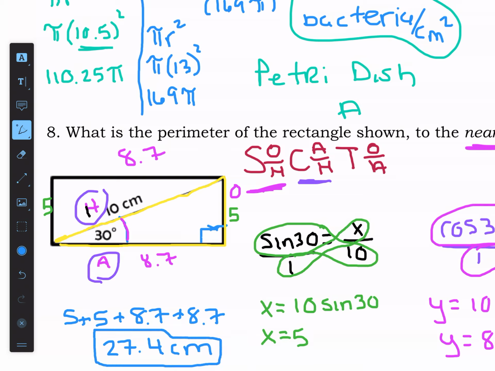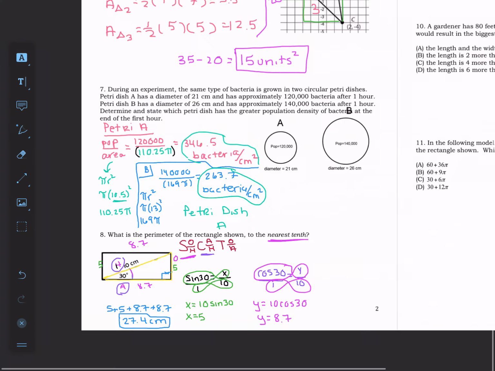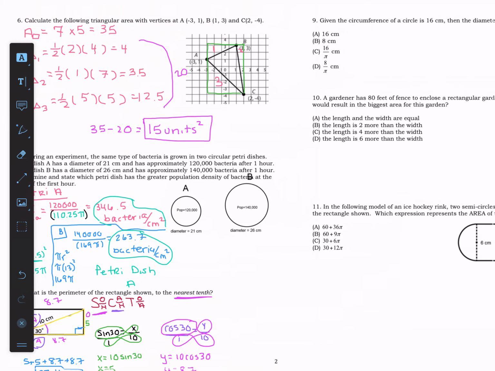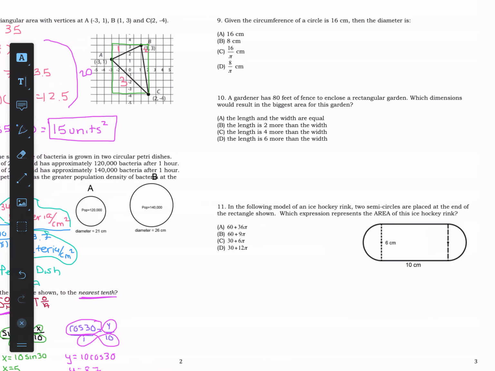Area would be centimeters squared. And then eventually when we get to volume later this week, that's when it'll be centimeter, whatever unit you have, cubed. Okay? All right. Okay, you're doing great. All right. Let's take a look at number 9 on the next page.